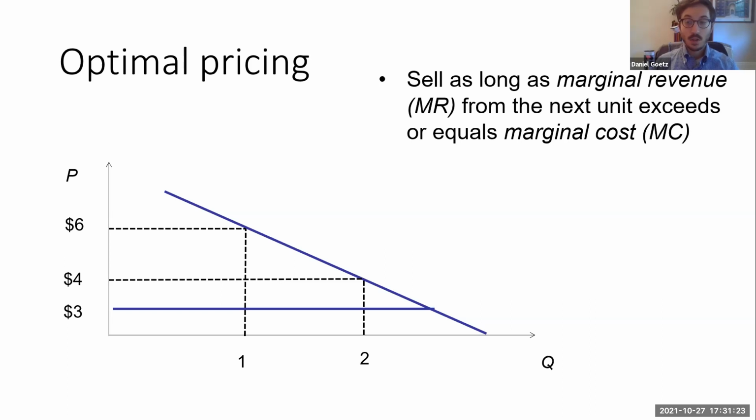So we want to sell as long as the marginal revenue from the next unit exceeds or equals the marginal cost. The extra money we get from selling that next unit should cover our costs. If it's not, then we are selling too many and we should pull back and sell to consumers who value it more. So in this instance, what should we do? Should we charge $6 and sell it just to consumer A, or should we charge $4 and sell it to both A and B? What do you guys think?